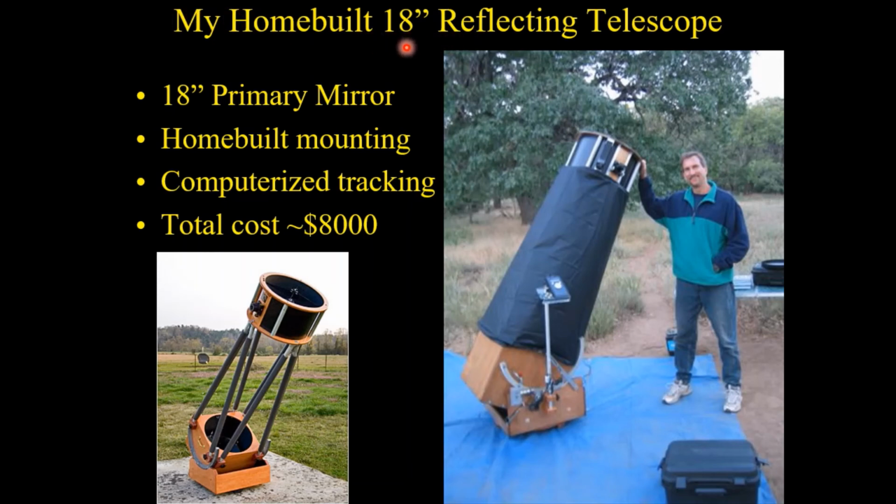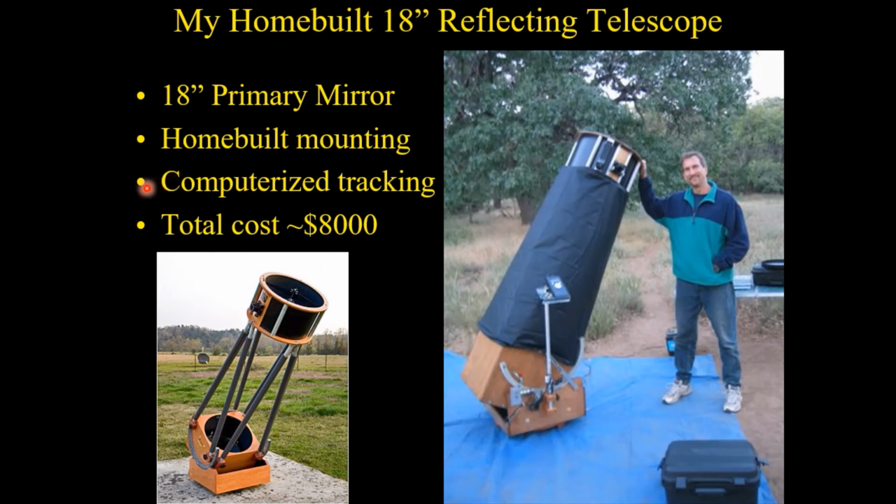So what 18 inches means is that the mirror, which you might be able to see down in the bottom of this box, is 18 inches in diameter, about 2 inches thick, and weighs about 50 pounds. So the mirror itself is a very heavy piece of glass. I bought the mirror from a professional mirror making facility, and then built the rest of the telescope around it.